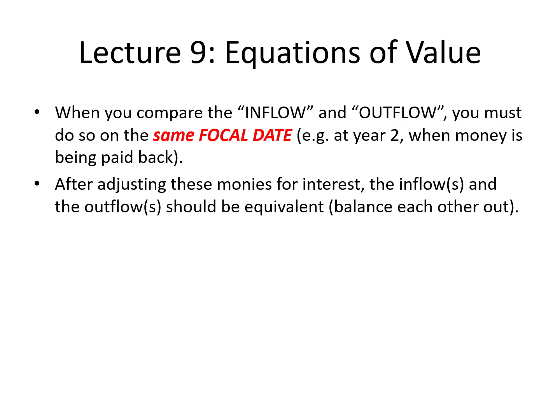When we have those multiple payments going on, we really need to solidify a process for this. So when you compare the inflow and the outflow, you do so on the same focal date, i.e. we compare money at the exact same date. And in this example, that was at year 2, the time period when money was being paid back, or the second installment. After we adjust monies for interest at that focal date, the inflows and the outflows should be equivalent. They should balance each other out.